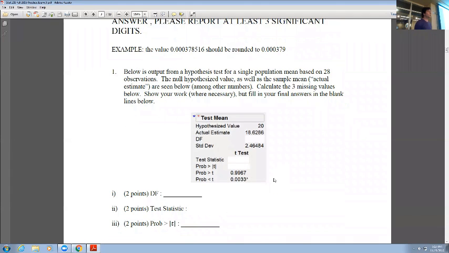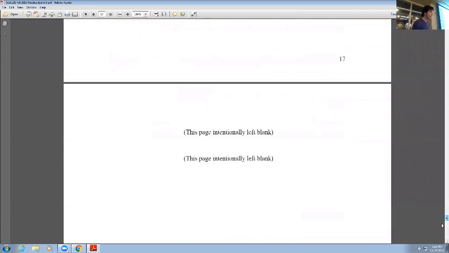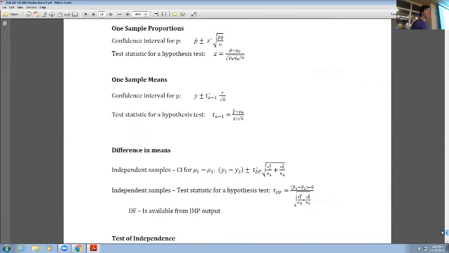So what do we have here? We have a one sample t-test. I don't know what chapter this will be in the future, but right now this is chapter 18. Identifying what chapter things are from is very important because if you need to use the formula sheet, you will need to know on chapter 18 we are doing one sample means.